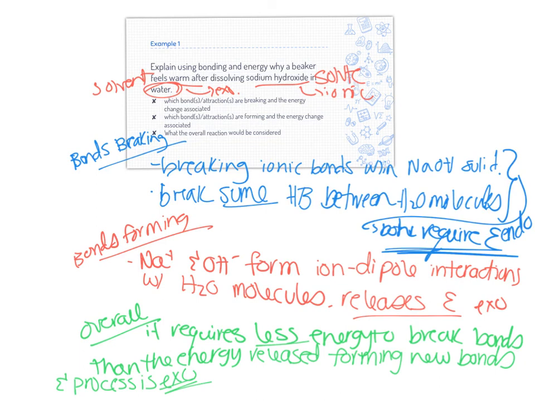Make sure you have something like this in your notes. You must always talk about which bonds are breaking and what that requires or releases in terms of energy. You must talk about the bonds forming and what that requires or releases for energy. And you must make an overall statement of which process gives off or requires more energy.